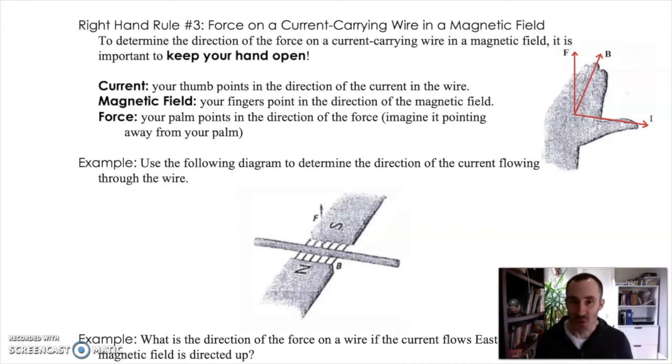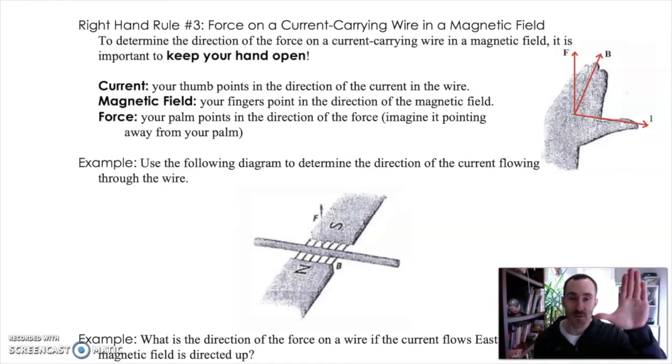I know you were just hoping for another right-hand rule. So here's how it works. Your hand is open like this. Your thumb is the direction of the current. My current is flowing that way. My fingers are the direction of the magnetic field. Think a field has multiple field lines, and so my fingers are pointing in the direction of the field. My palm points in the direction of the force, so coming out at you like that.